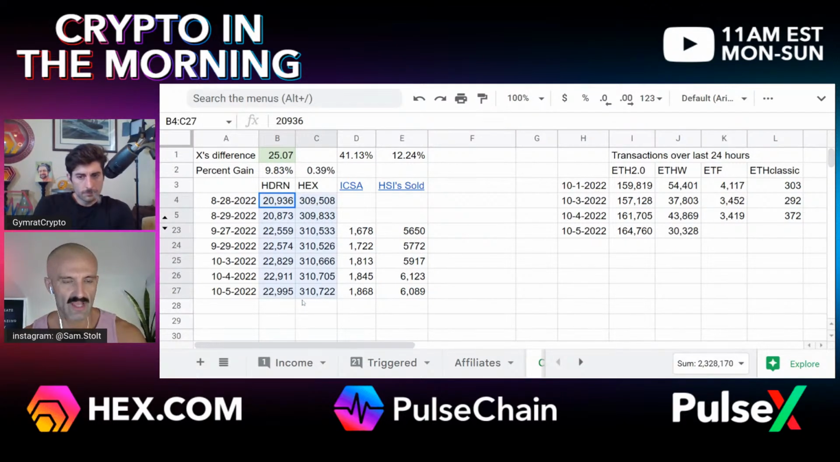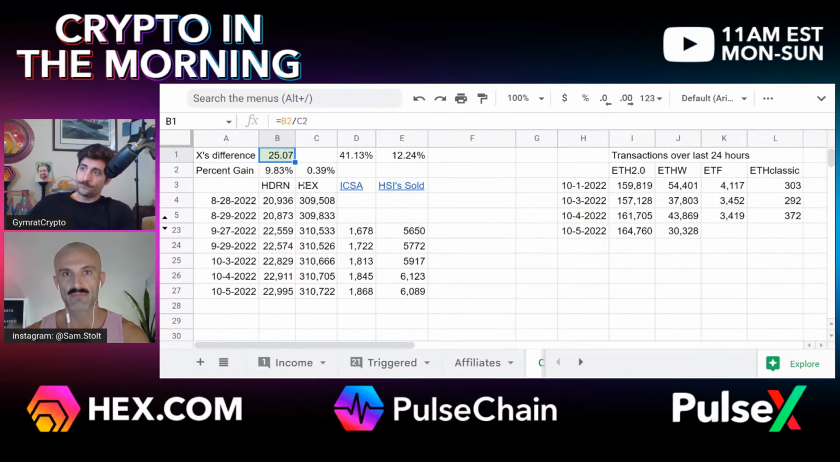If we look at just Hex and Hedron during the past month and a half since I've been tracking this data, you get to see that Hedron, the number of holders, the number of addresses, the number of people holding this, is increasing 25 times faster than it is for Hex. Is that bullish or is that bullish?